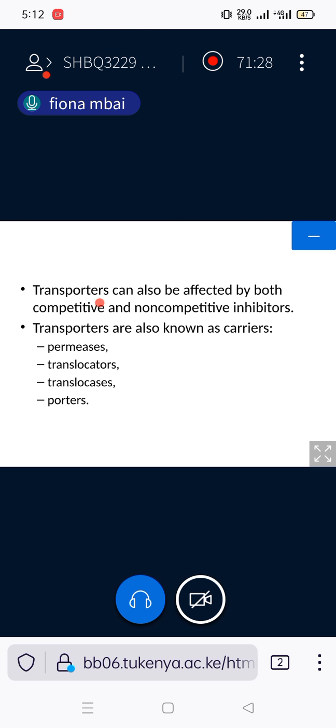Without specific examples. So transporters also both and non-competitive inhibitors.